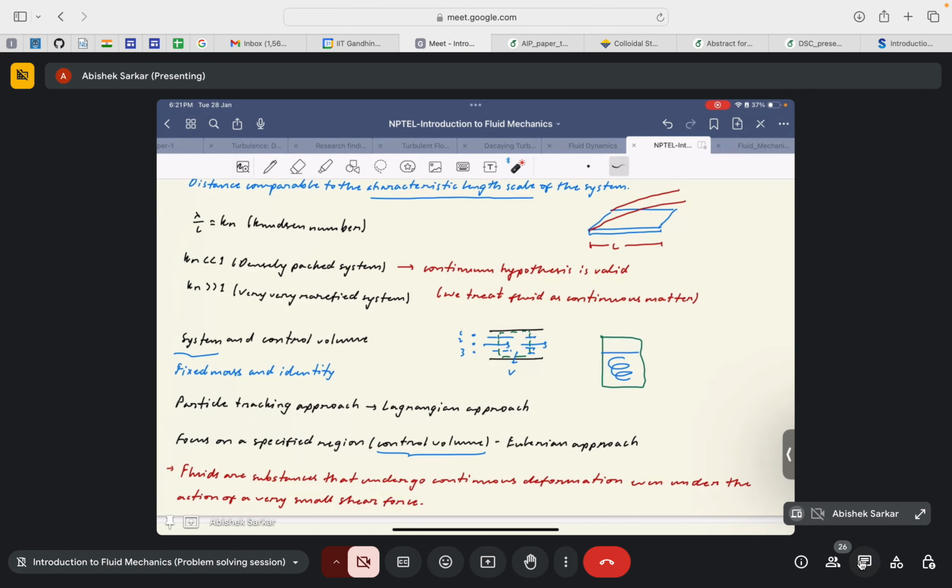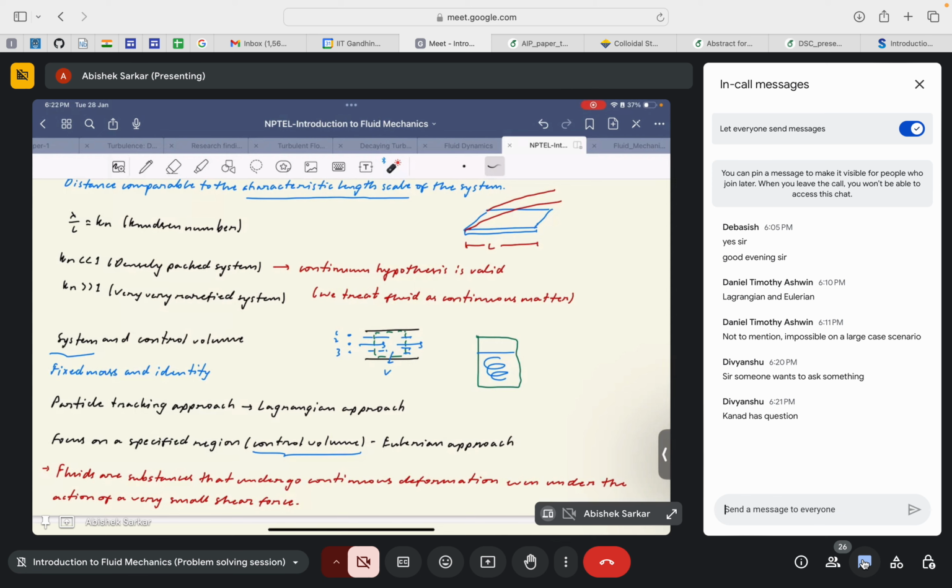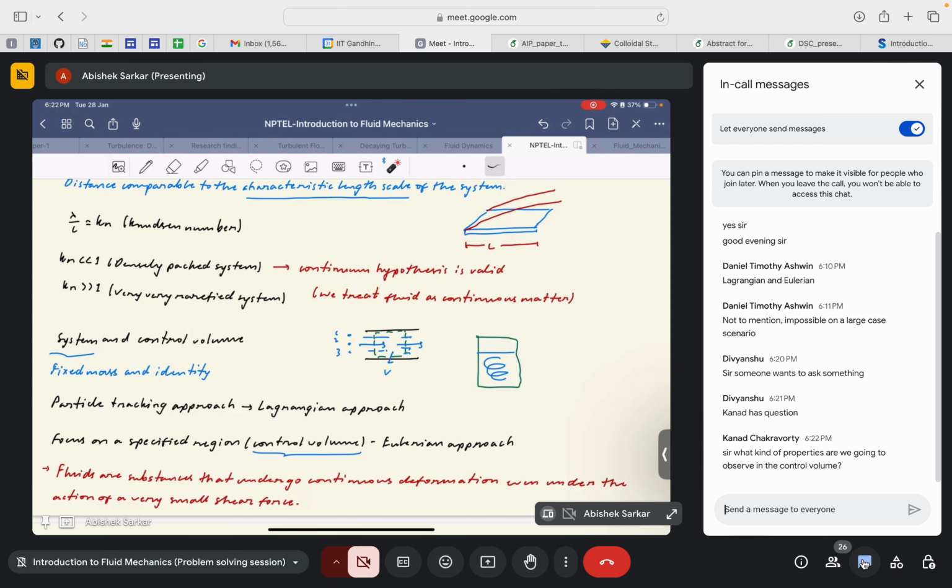In that scenario we need the functions to be continuous, and thus the continuum hypothesis has to be valid to deal with this kind of fluid flow system. But in the case where the Knudsen number is much greater than 1, we cannot. Kanad has a question. What kind of properties are we going to observe in the control volume?